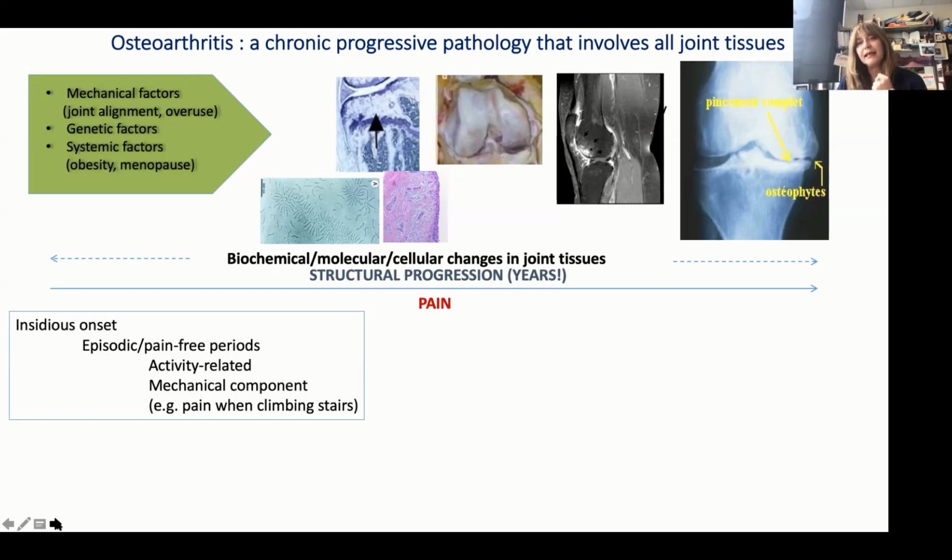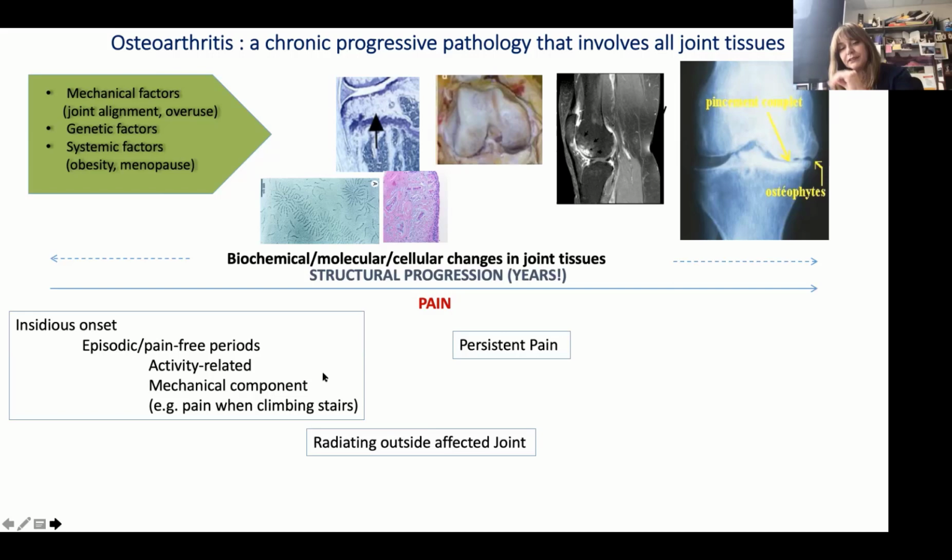So they will say that it will hurt when they go up the stairs, for example, and then the pain will go away when they have rest. There's a very strong mechanical component to osteoarthritis pain, and I will get back to that. Now, the pain can also radiate outside the joint, and as the disease progresses, the pain can become more persistent. And in really severe osteoarthritis, there can also be pain at rest. People will tell you that they wake up in the middle of the night with severe flares of pain.